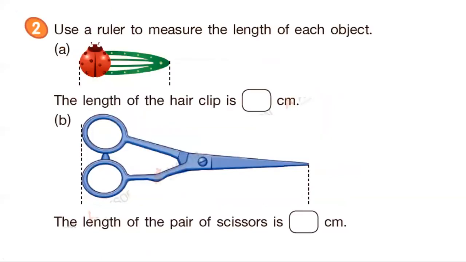Now, use a ruler to measure the length of each object. You measure the length of these objects in your book, and then you write the answer. Now you will go and do the exercise on pages 24 to 25. So let's stop here for today, and we meet again next time.